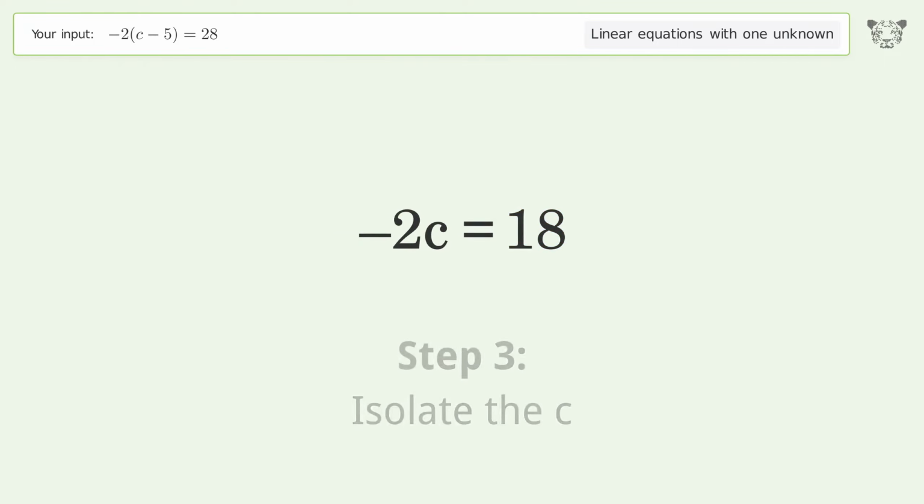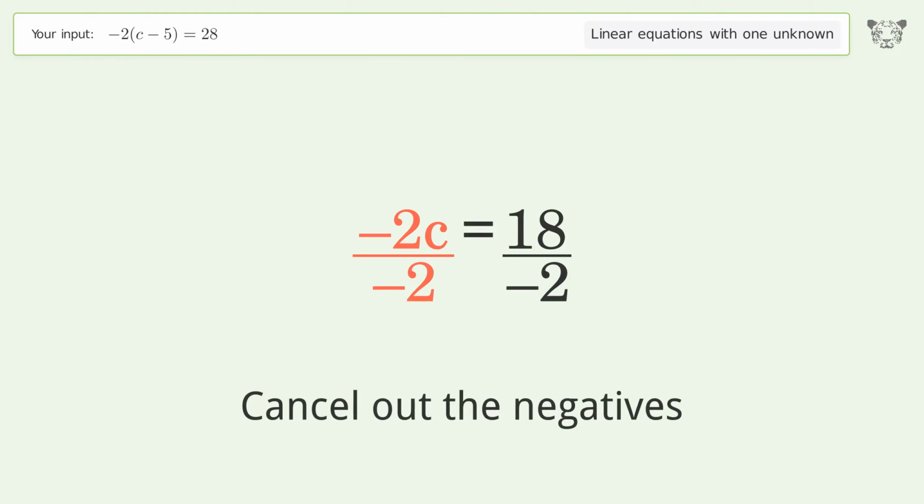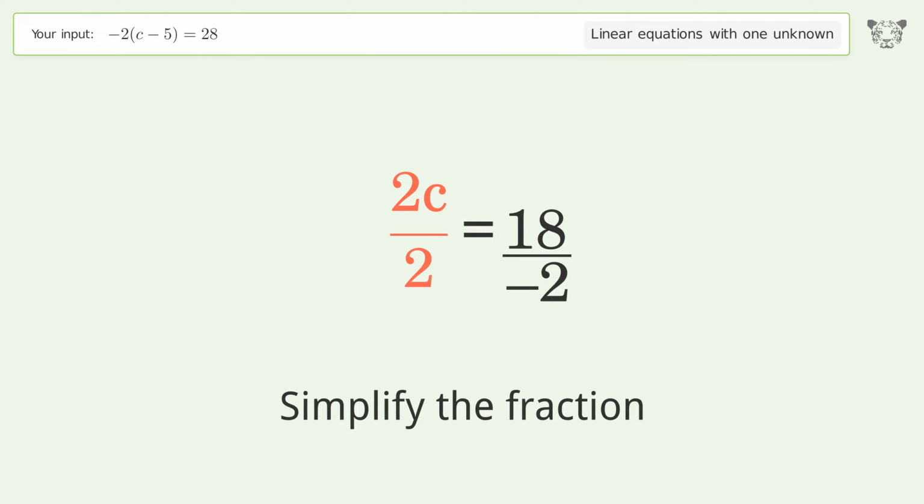Isolate the c. Divide both sides by -2. Cancel out the negatives. Simplify the fraction.